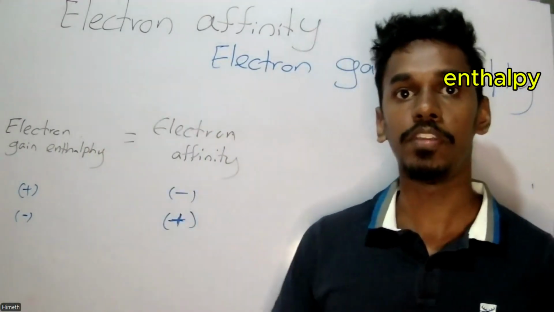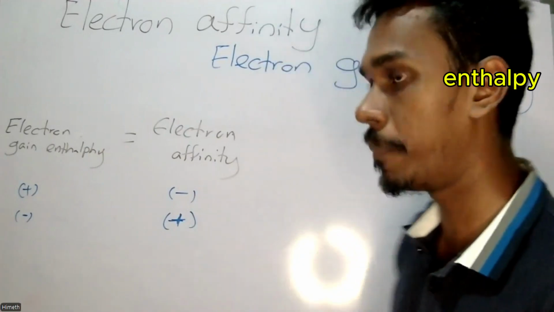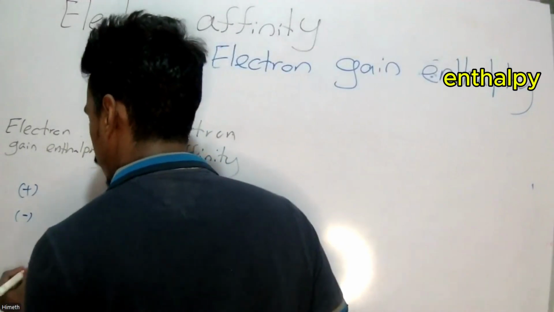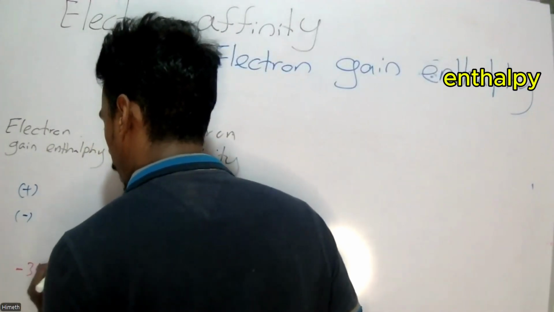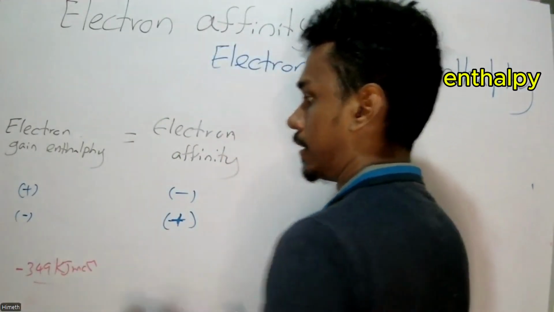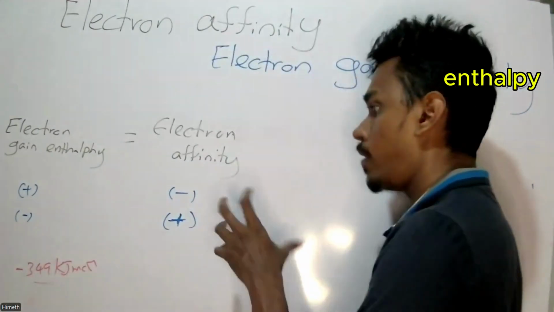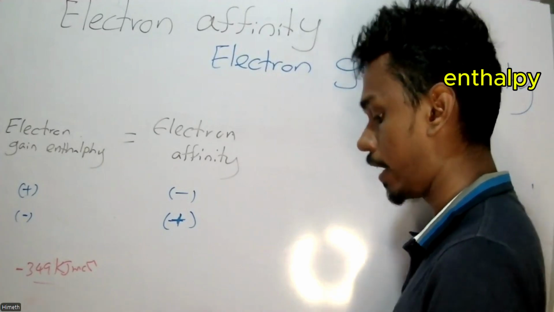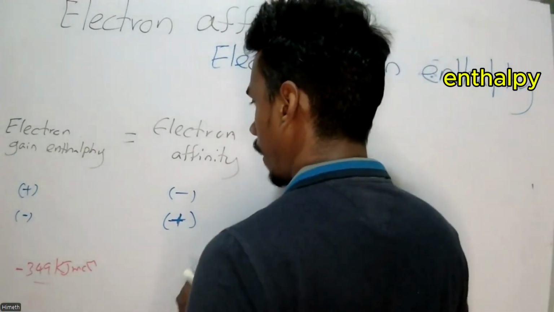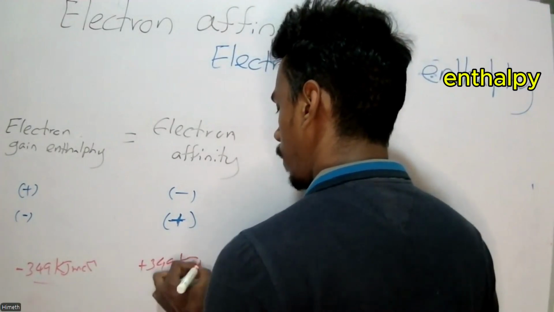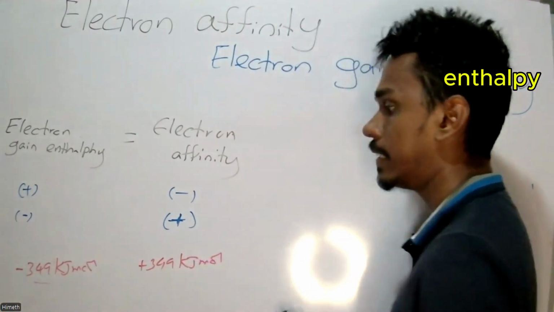As an example, we know that fluorine's electron gain enthalpy is nearly around minus 349 kilojoules per mole. Okay, this is fluorine's gain enthalpy. It is a minus value. Then the electron affinity of that fluorine atom will be positive 349 kilojoules per mole. So that is the thing.